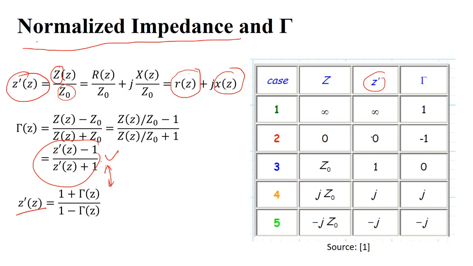If it is 0, then the normalized load will also be 0. And in this case, the reflection coefficient remains the same. They will not change. Only the normalized load will change. For Z naught, the normalized load will be 1. So it will give you the reflection coefficient to be 0 as earlier.